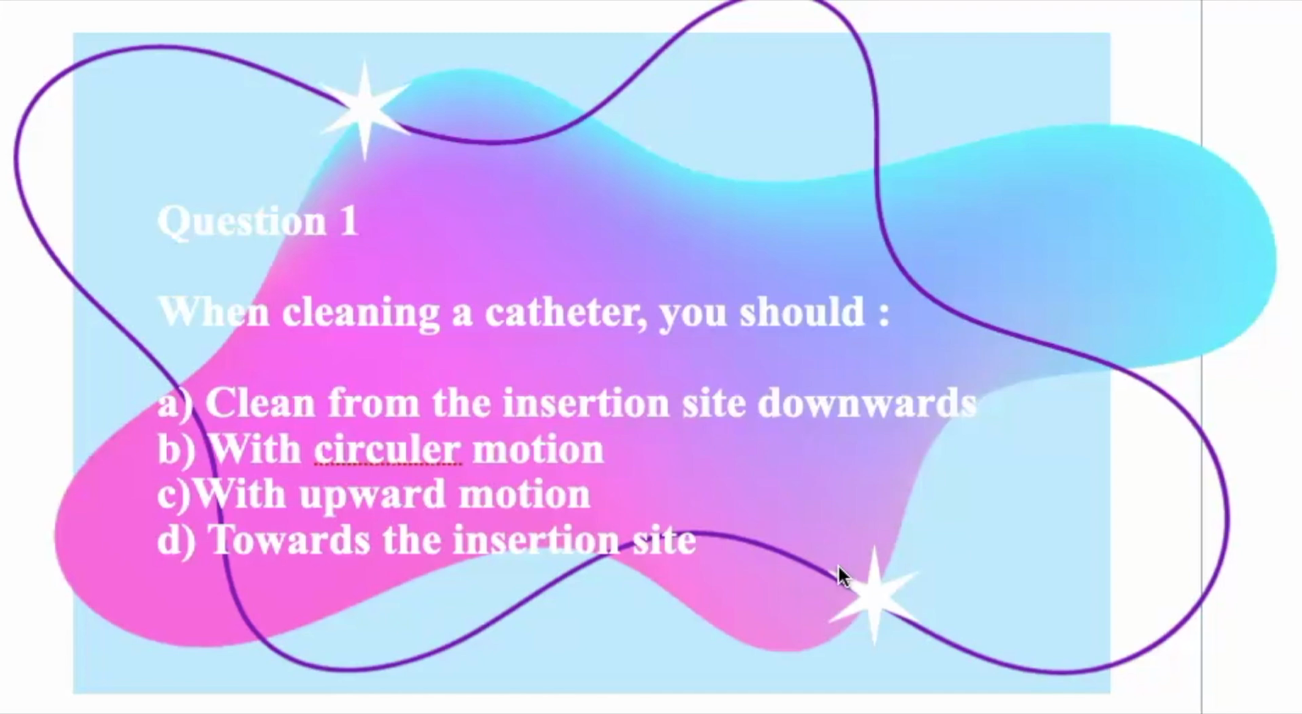The rationale for holding the insertion site is to prevent the catheter from coming out, basically, and cleaning the catheter downwards, 4 inches downwards. That is required in how to take care of a patient's catheter. You must clean it downwards, 4 inches downwards, with warm water and soap. Let's look at another question. So question 1 will be clean from the insertion side downwards. A is the answer.